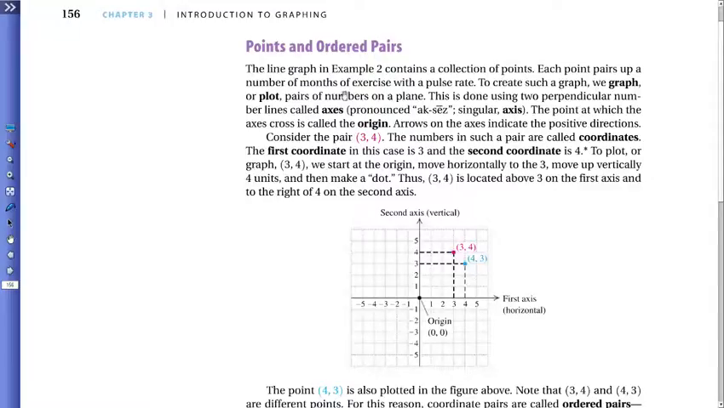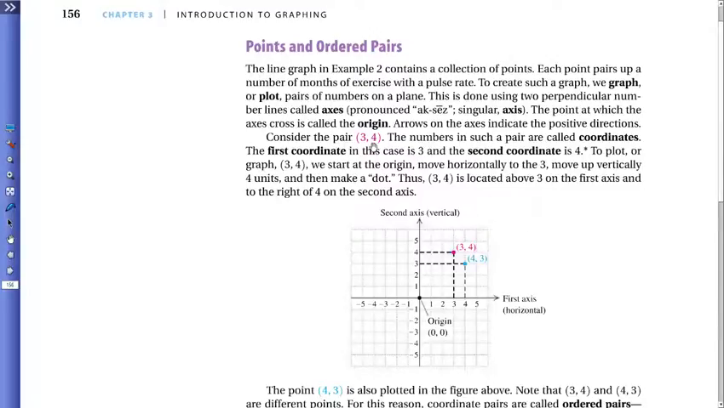And now I don't want to miss any key words here. So we have graph or plot. Basically, we're going to put points on this diagram. And we have these axes, and a single axis, where they cross at the origin. In other words, this number line right here is 0, and on this vertical number line, that's where 0 is too. So that crossing of those axes is the origin, or later on we'll talk about it as a point called 0, 0.